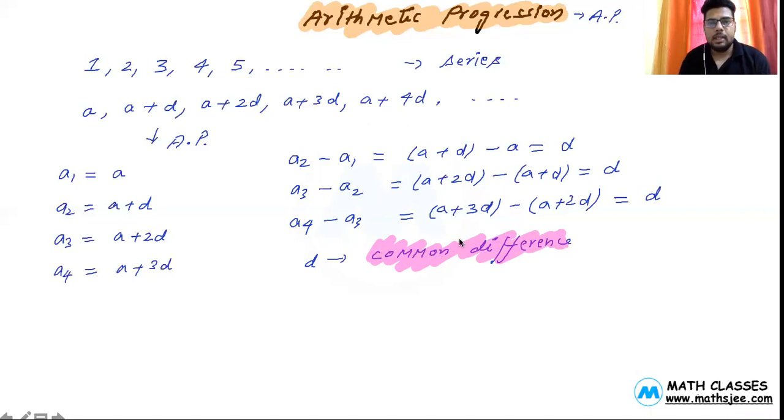Now, let us take one more example to understand it in a better way. Let's say we have another AP. You have to remember that D can be negative, it can be positive, or it can be zero as well. It can be any one of these. So it is not like we are always adding and just increasing the numbers. No, we can have positive addition, we can have negative addition as well.